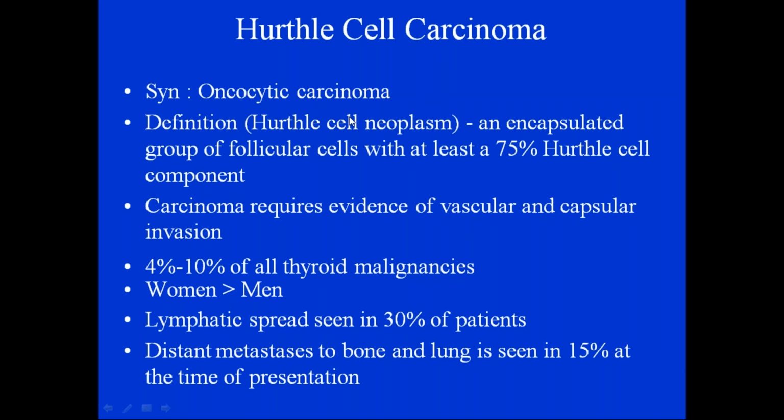Hurthle cell carcinoma is also one of the variants, one of the types of malignancy. Women are more commonly affected. It is 4 to 10% of thyroid malignancies, and carcinoma requires evidence of vascular and capsular invasion. Lymphatic spread is seen, distant metastasis is seen. So 75% is the Hurthle cell component.